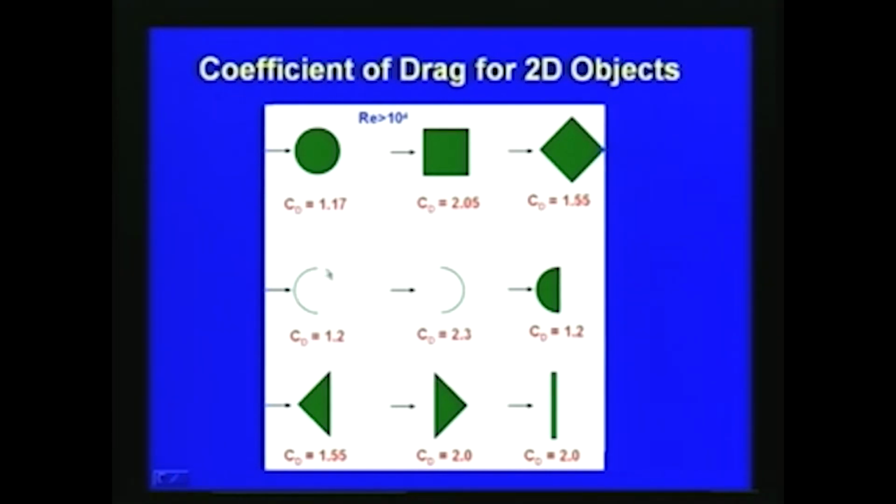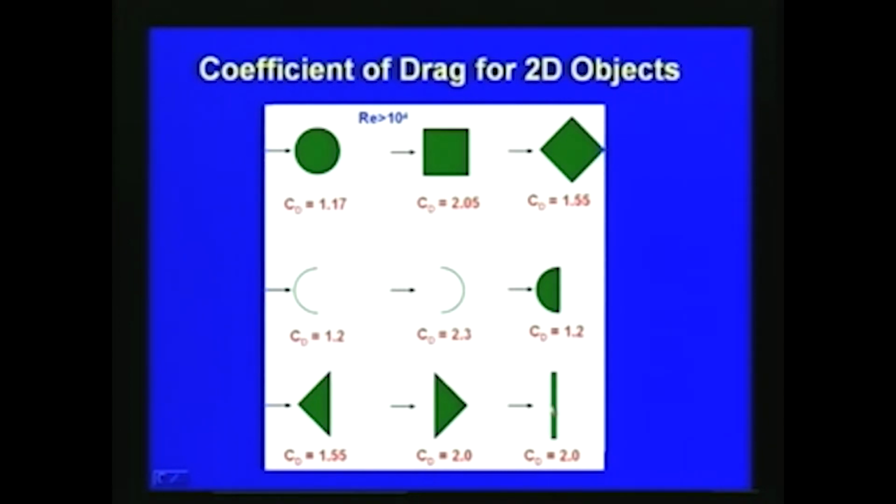And in a similar way, if you consider an arc like this, if you place the convex side or concave side, you can see that if you place the arc like this, the coefficient of drag is 1.2, but if you place it the other way, then the coefficient of drag is about 2.3. And if you put a semi-spherical or semi-circular shape, you can see the coefficient of drag is 1.2. For a triangular shape, you can show experimentally that if you put it in this fashion, the coefficient of drag is only 1.55, and the same triangle shape, if you put it the opposite way, the coefficient of drag increases to 2.